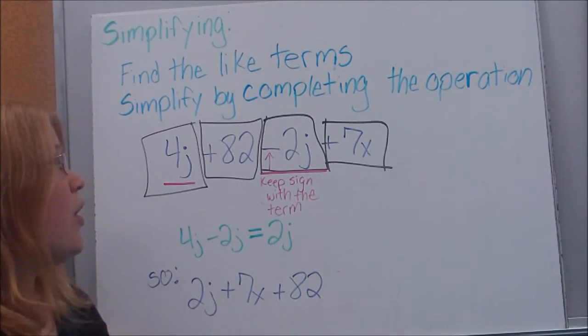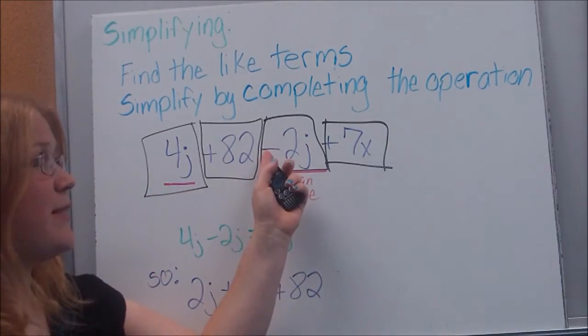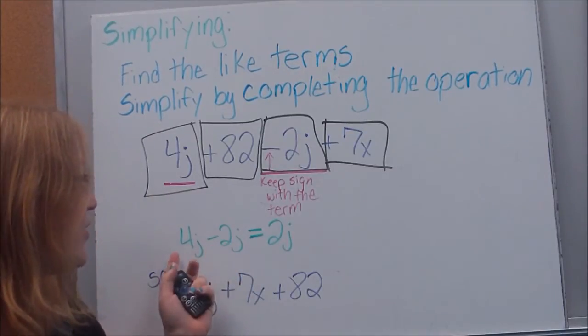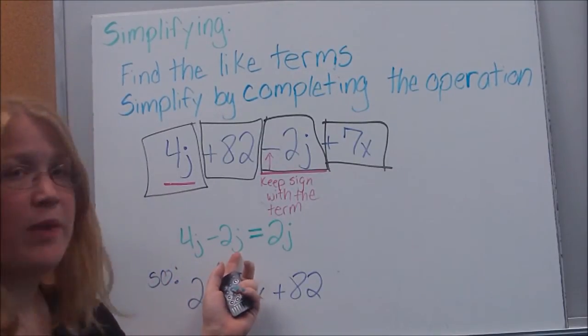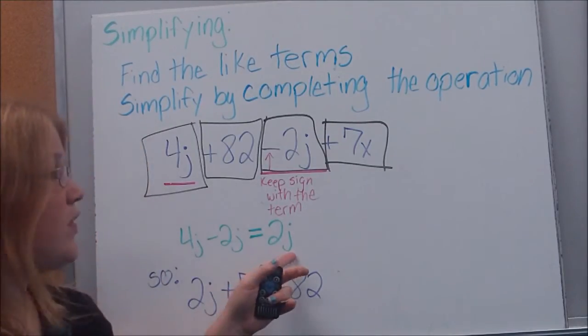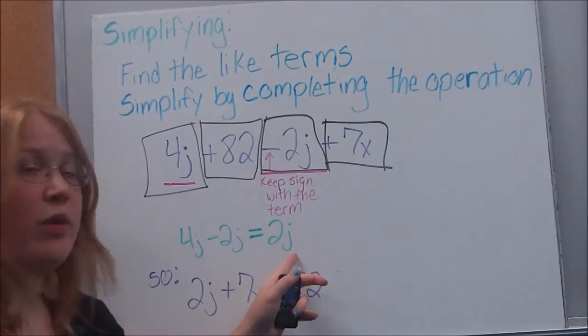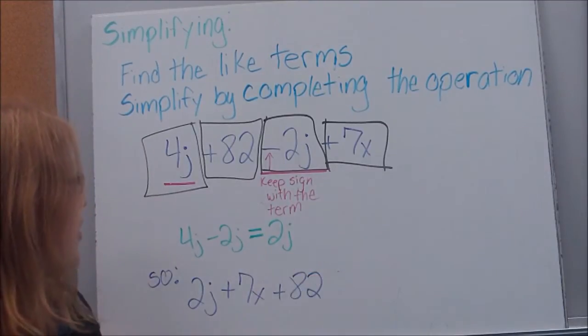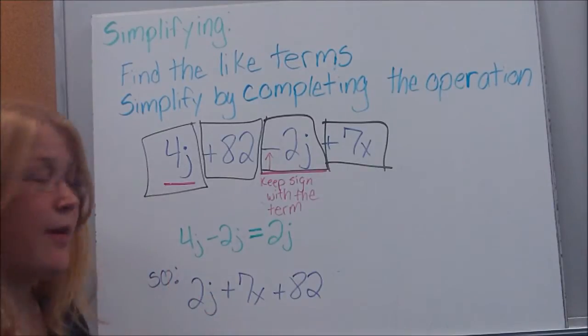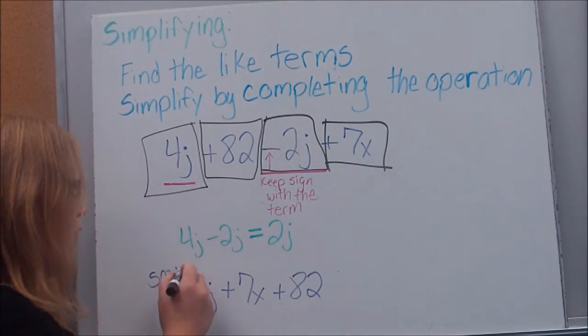So if we look, the only thing we can combine are our j's. 4j, and if you look, this is minus 2j. So we want to make sure that we keep that minus sign with it. So what is 4j minus 2j? Well, if I have 4 apples and I take 2 away, I'm left with 2 apples. Same idea here with your j's. So I've got 2 of these j's left. So then we just put that back in there, keep these other terms that can't be combined. This is in its simplest form right here.